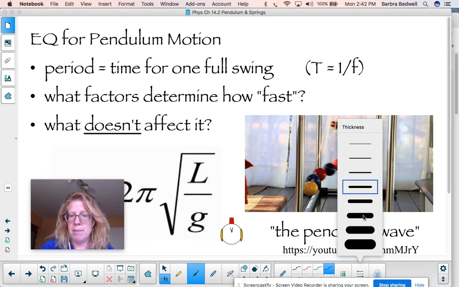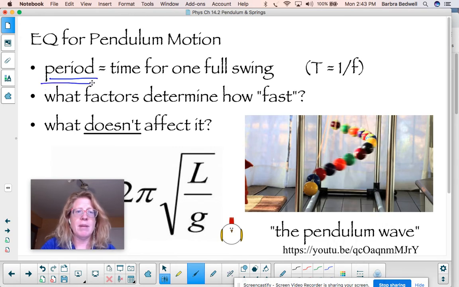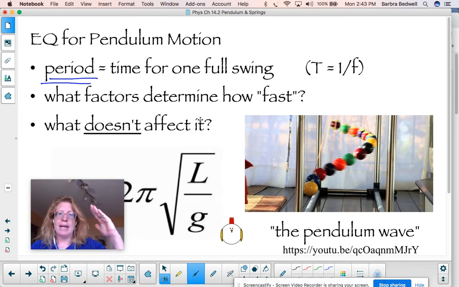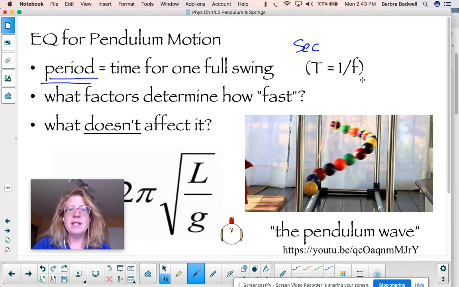So when we're talking about the term period here, we're talking about the time for one full swing. So from one side all the way through the other side and then back again. The symbol for period is T, capital T. This is in seconds. And then this is frequency, which is how often it's occurring.